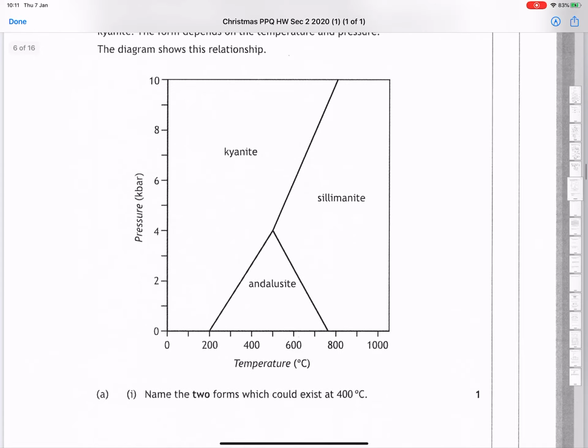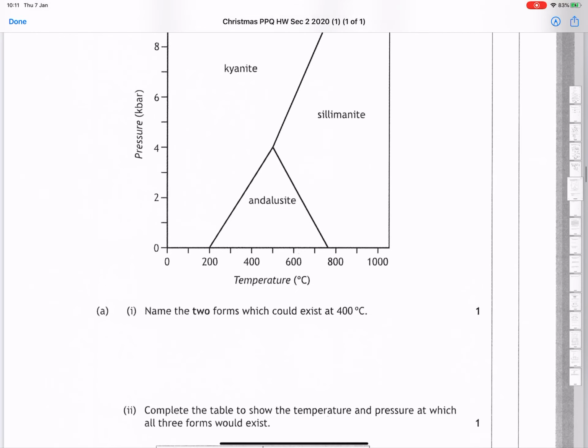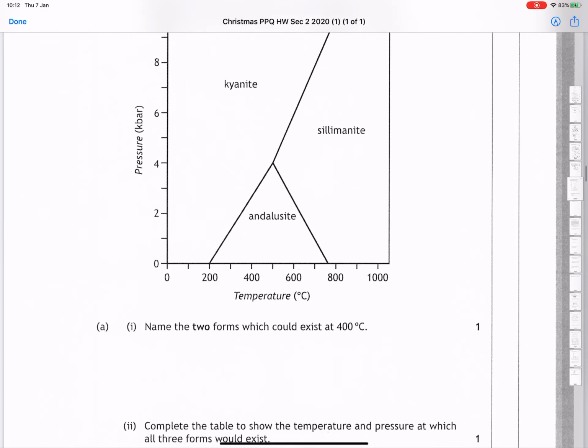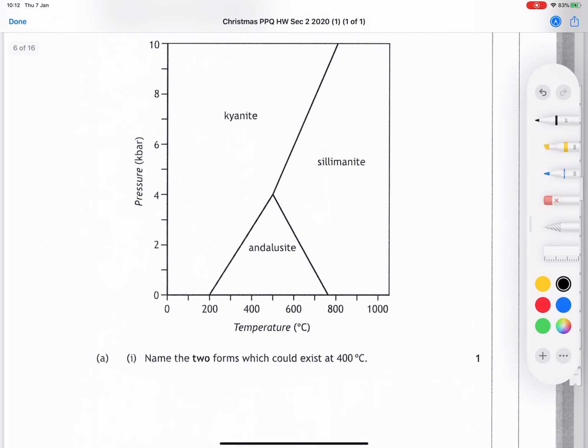Name the 2 forms of minerals that form at 400 degrees. So I would have gone to 400 degrees in the graph, and you should have had this one and this one. You need both of those written in to get the 1 mark. Both of those exist at 400 degrees.